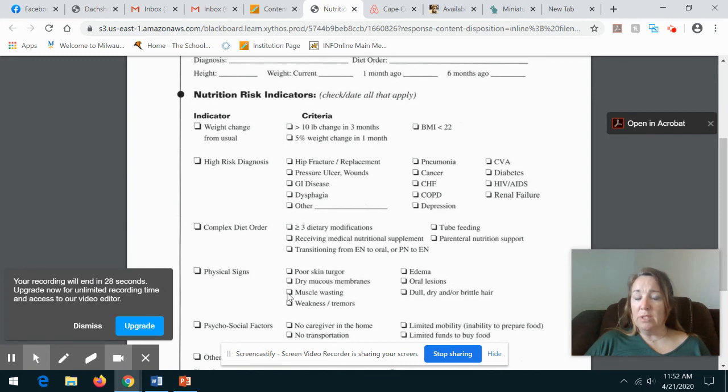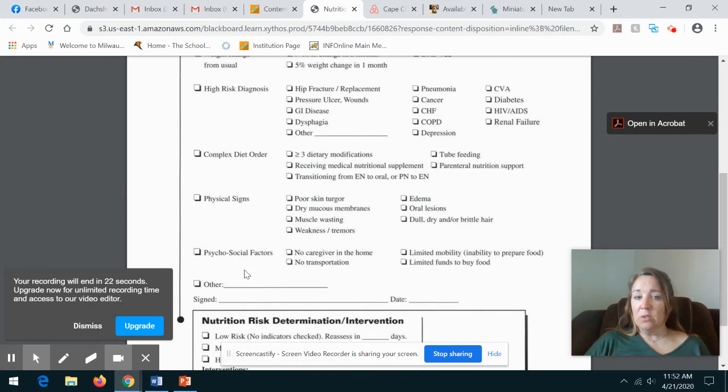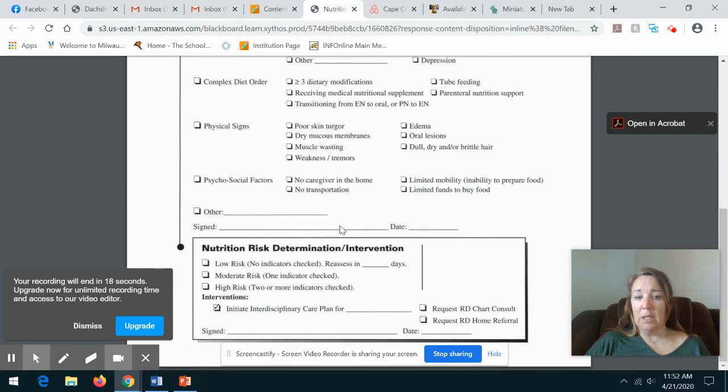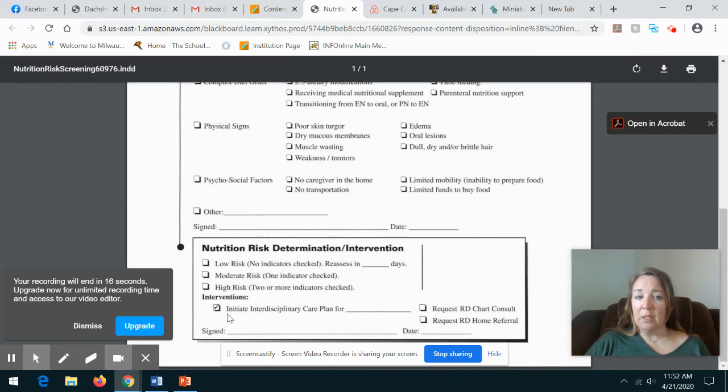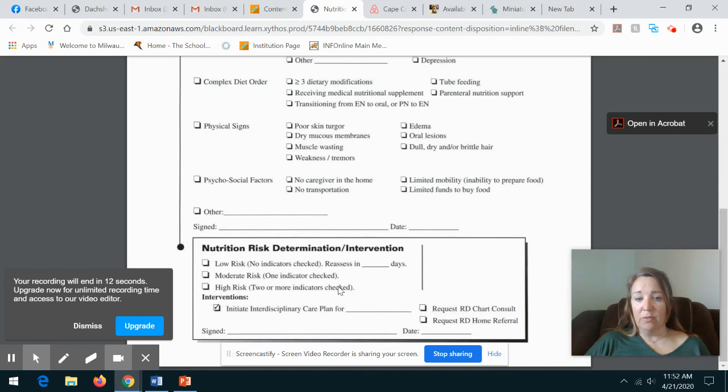And then you can do physical signs as well. Muscle wasting, weakness, oral lesions, psychosocial factors like limited funds to buy food, limited mobility. And then that will determine the nutrition risk intervention. Okay, so if no indicators are checked, they're at low risk. If one indicator is checked, they're at moderate risk, and if 2 or more indicators are checked, they're at high, and then they'll need to be seen by a nutritionist.